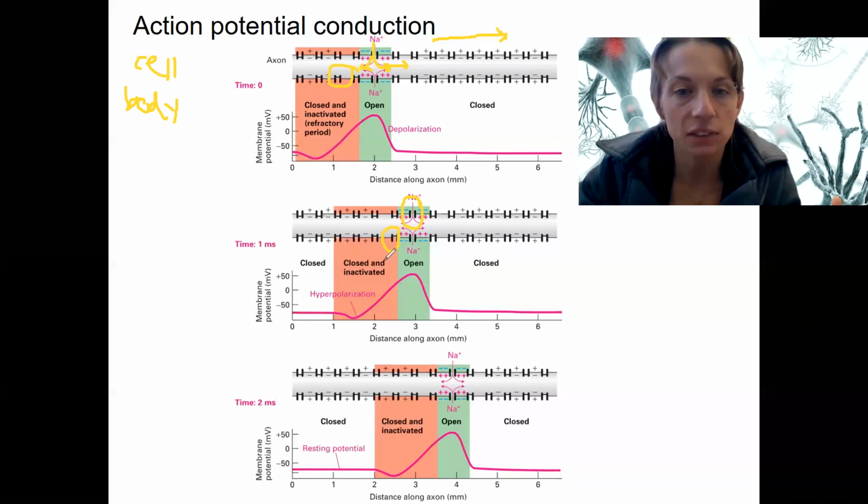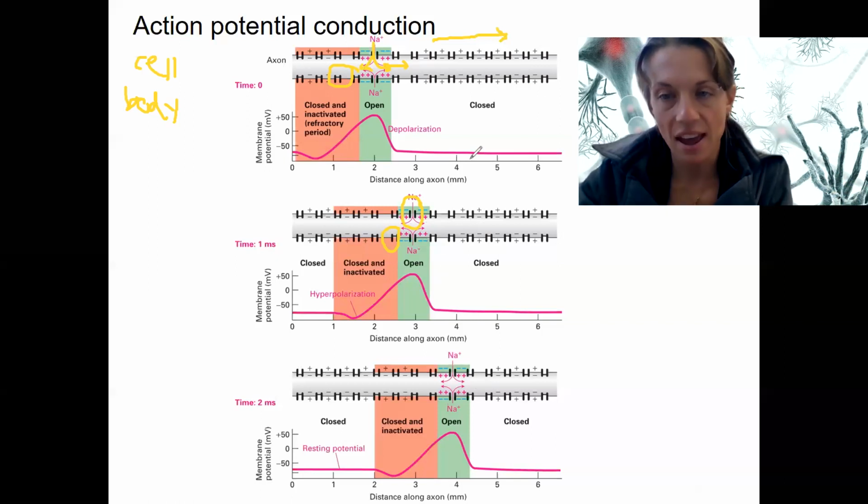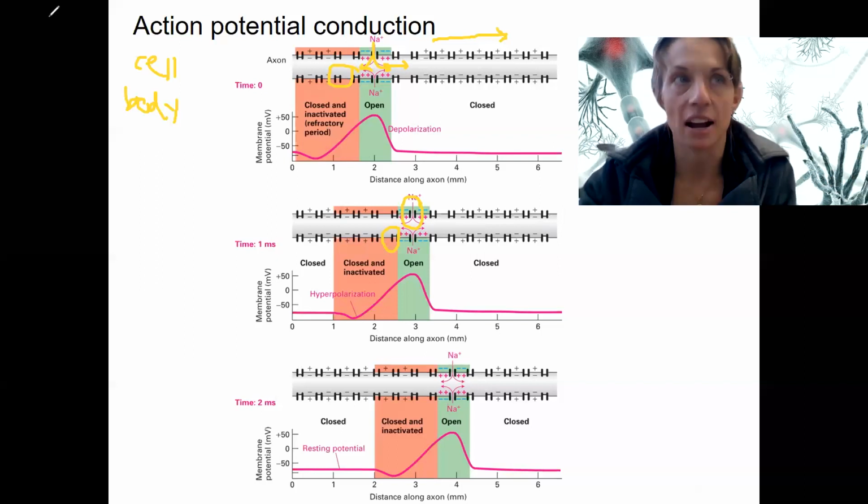And because this is actively propagated, we've got the opening of voltage-gated sodium channels over and over again. It does not fade as we go down. It is propagated in an all or nothing manner down the entire axon.